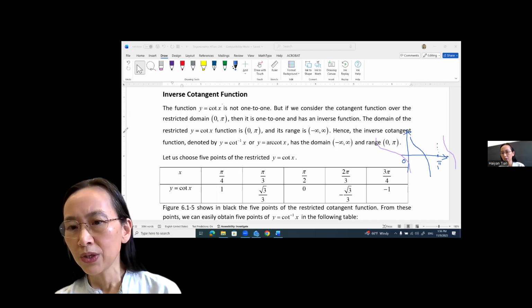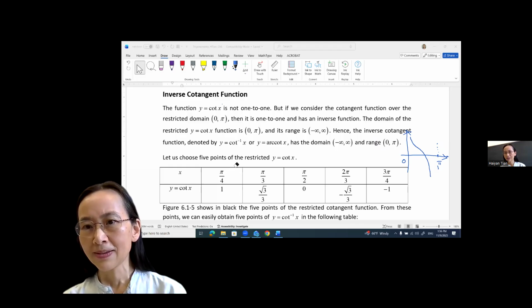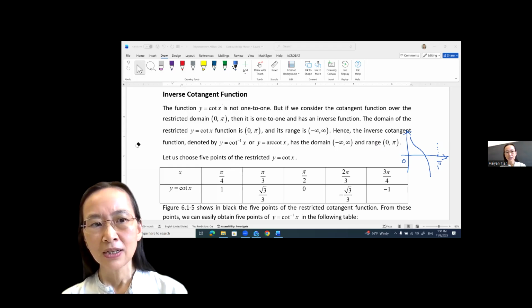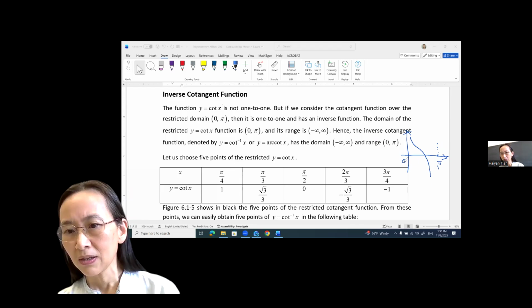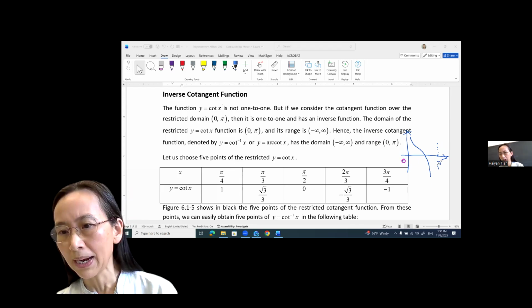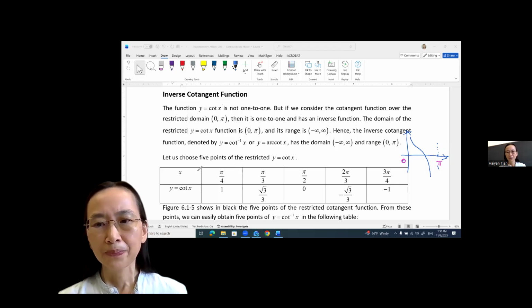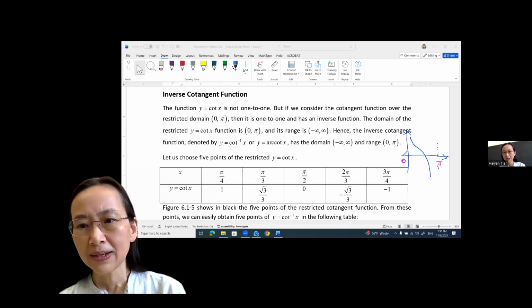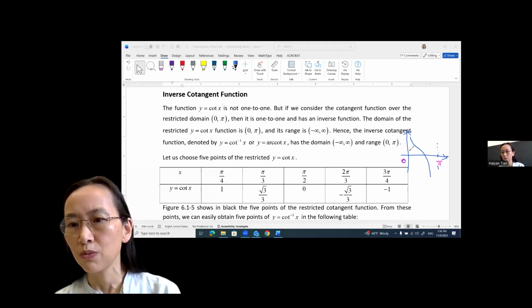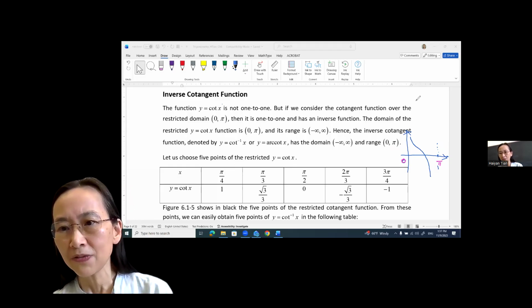And then we want to consider only this. That is the cotangent function over this particular interval from 0 to pi. And then we're able to find its inverse because now it is one-to-one. You can use a horizontal line test and you can clearly see it's a one-to-one function. So this function has an inverse.